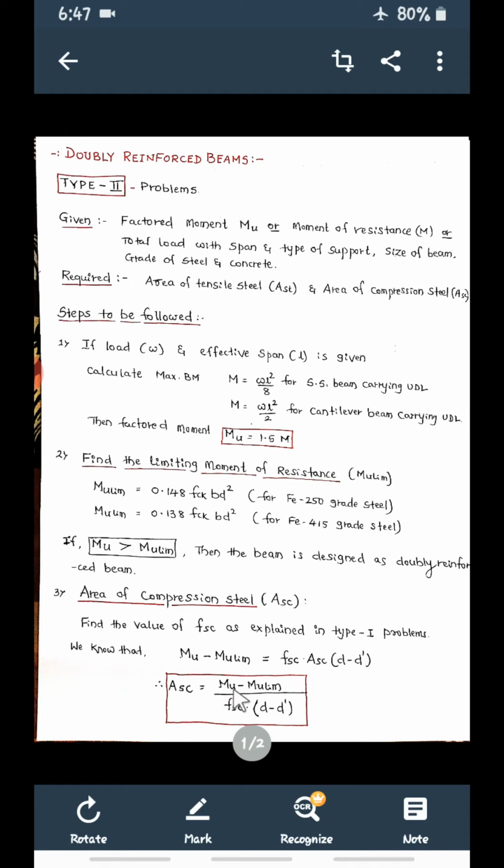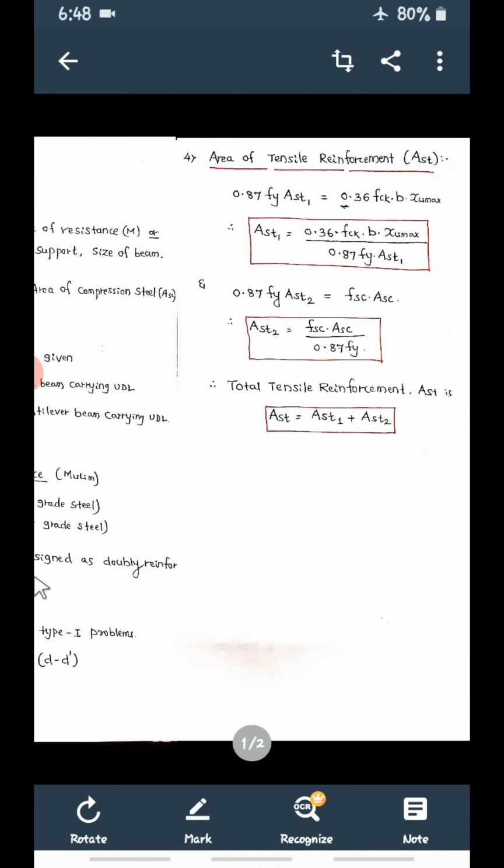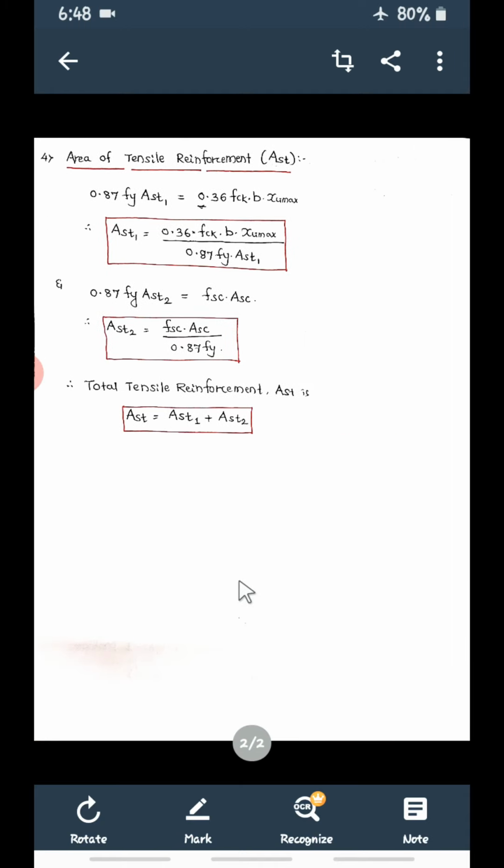Mu is calculated from the first step, Mu limit is calculated from the second step, and FSC we have calculated here. So substitute all the values and we will get ASC, that is the area of compression steel. Then in the fourth step, the area of tensile reinforcement we have to find out, that is AST, the steel provided at the bottom.